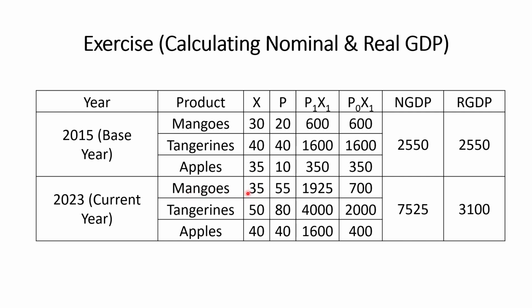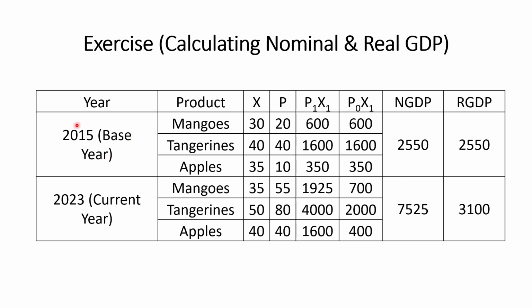In the current year, let's assume that 35 mangoes are produced every year. I mean, in 2023, 35 mangoes were produced, and each one is priced 55. Again, in 2023, we have produced 50 tangerines, and their prices are 80. And the apples, we have produced 40 pieces, and the price is 40 each. So these are the prices in 2023.